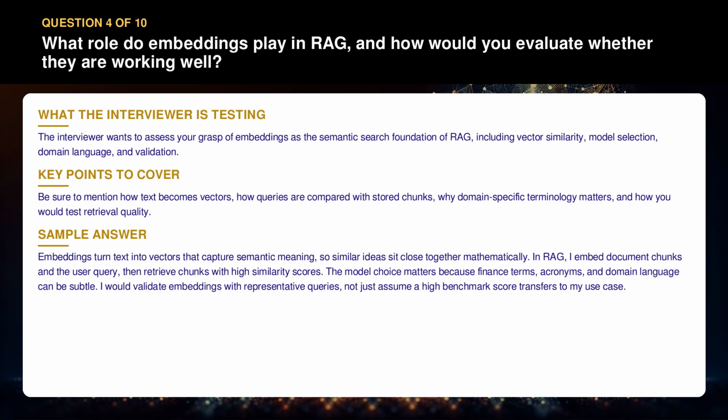Embeddings turn text into vectors that capture semantic meaning, so similar ideas sit close together mathematically. In RAG, I embed document chunks and the user query, then retrieve chunks with high similarity scores. The model choice matters because finance terms, acronyms, and domain language can be subtle. I would validate embeddings with representative queries, not just assume a high benchmark score transfers to my use case.